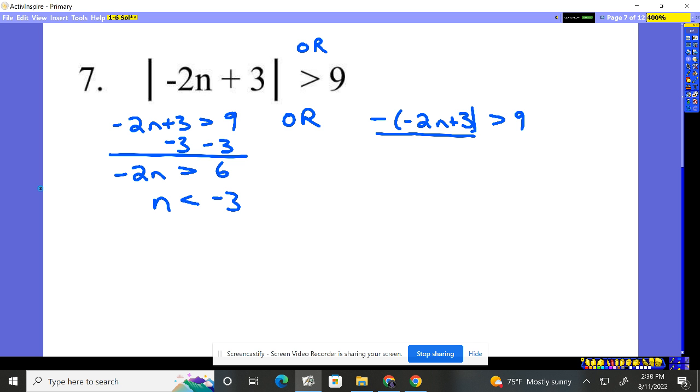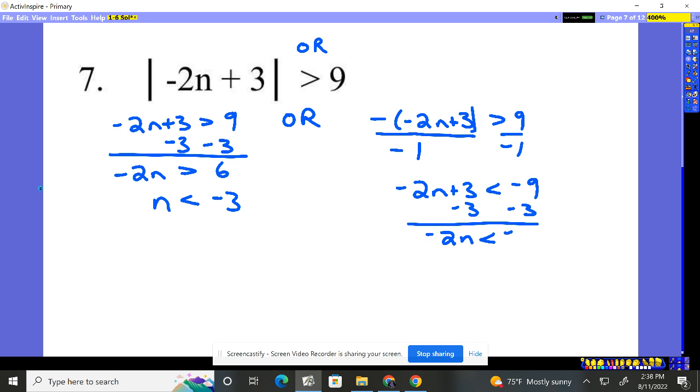Here we'll always start, divide by -1 on both sides. That leaves me with -2n plus 3. The inequality is going to flip because I divided by a negative, less than -9. I now subtract 3. Subtract 3: -2n less than -12. Divide by a negative, the inequality is going to flip, and n is greater than 6. It is an or. So we're looking for n's smaller than -3 or bigger than 6.